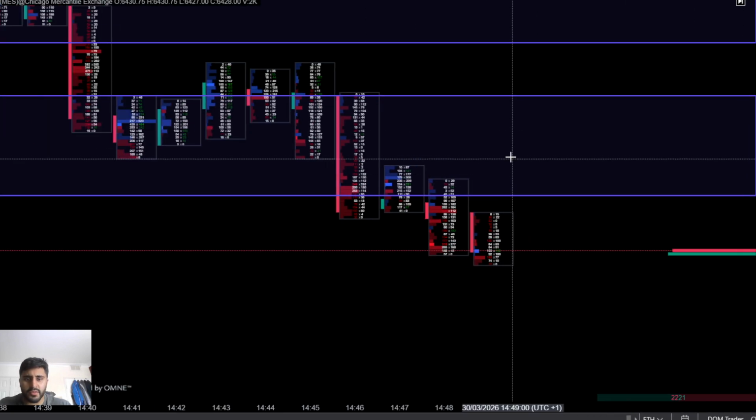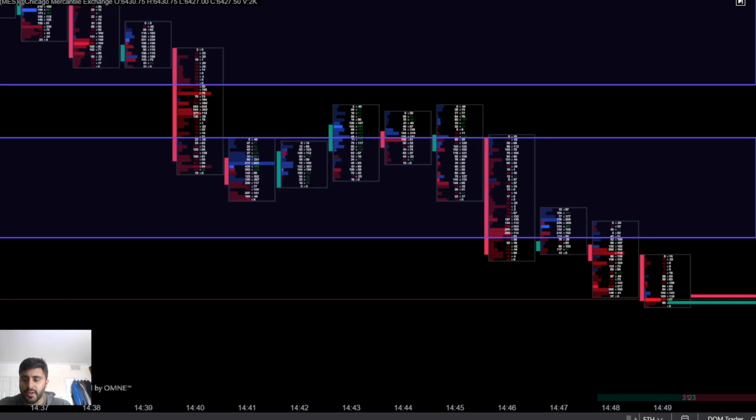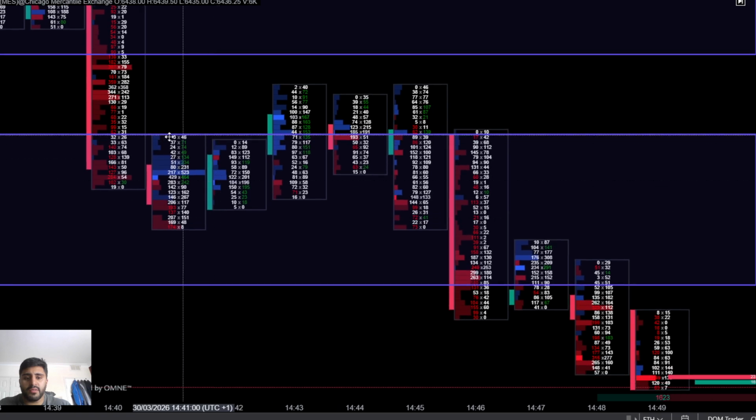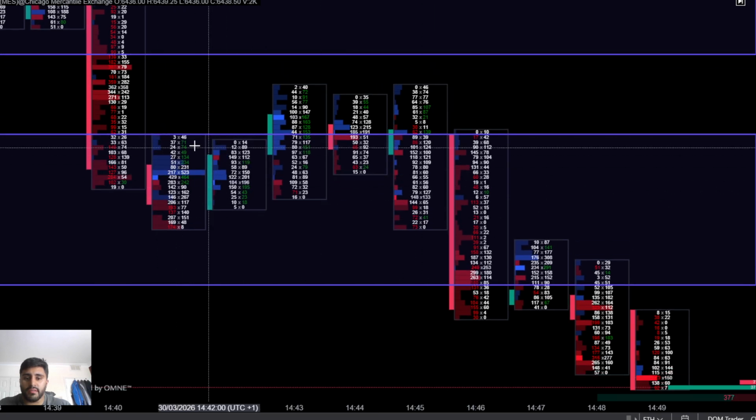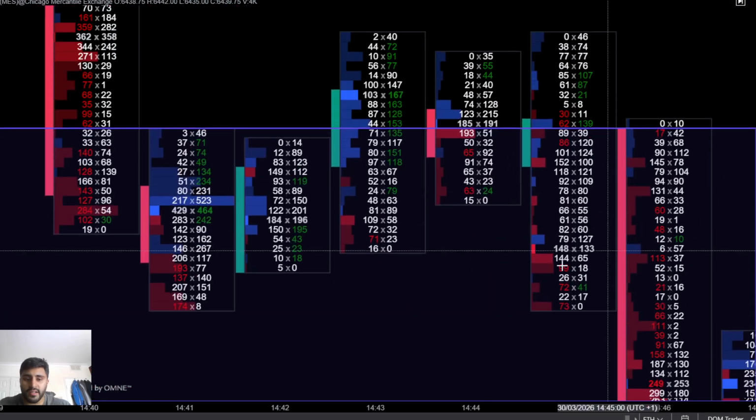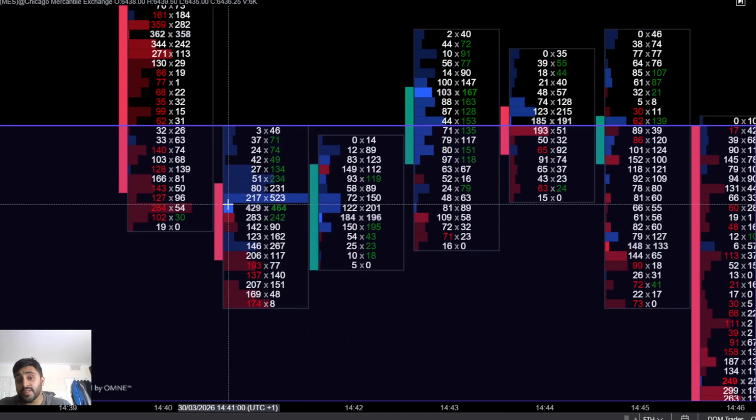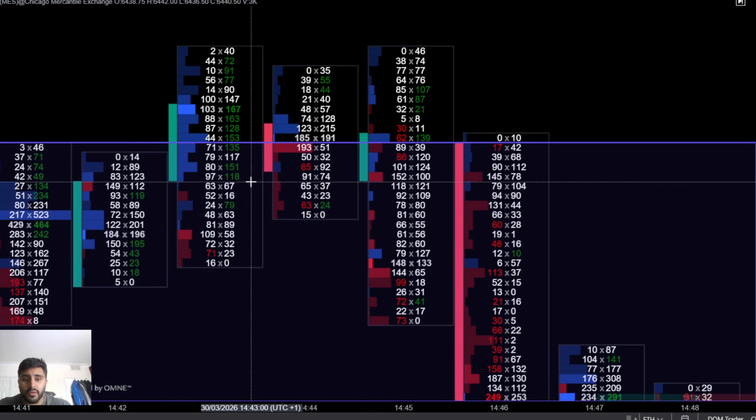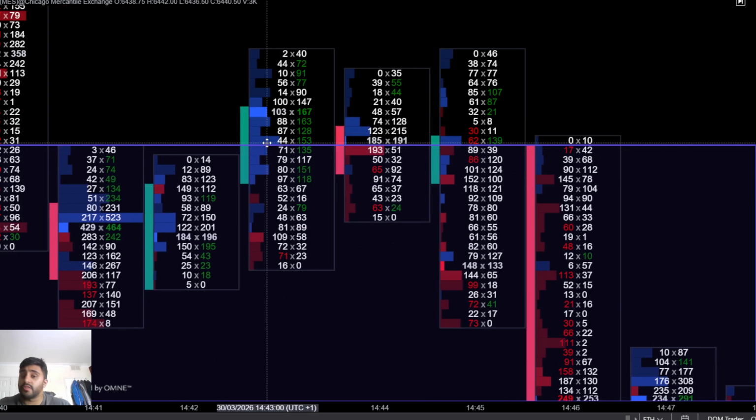So in this context, we're looking at roughly the same thing. We see price tapping into this key level here, and despite having this key level, we can actually see a ton of buyers over here, right? Look at these aggressive buy orders. If we just take a look at a few, we see 217 for 523. And then we see a lot of this blue delta over here, 44 for 153.